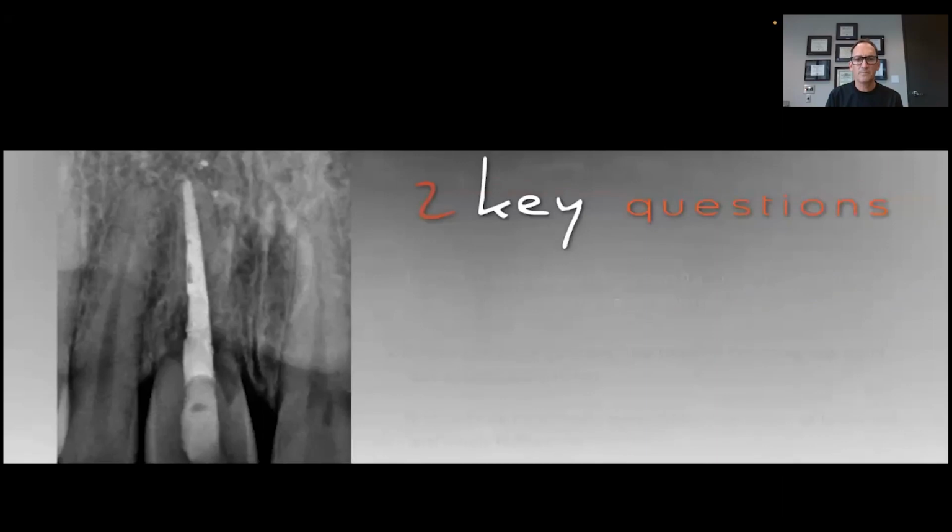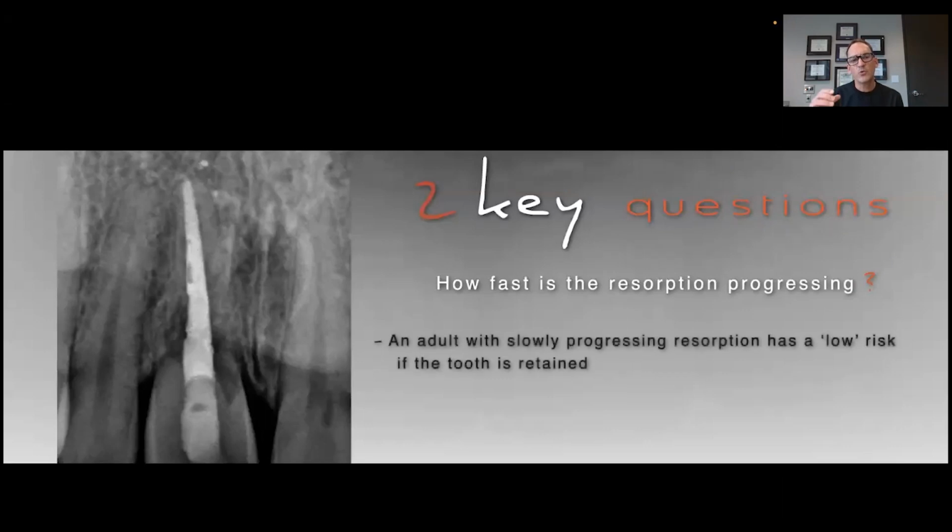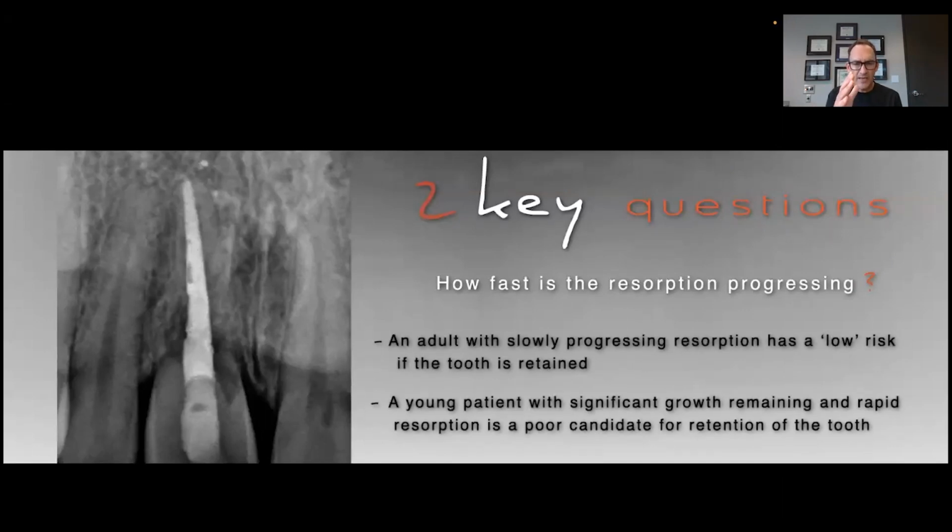Second question is, how fast is the resorption occurring? Sometimes you end up with an ankylosed tooth, but the rate of resorption is really slow, meaning that the root still looks relatively normal 5 years later, 10 years later, right? So you and I cannot predict how fast the resorption would occur. It's unique to every patient.